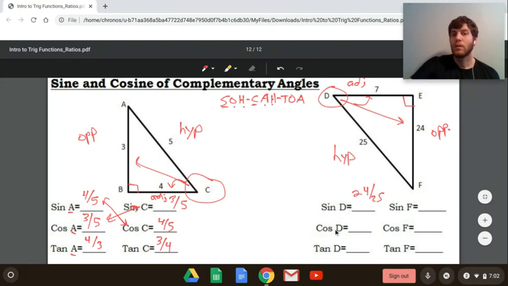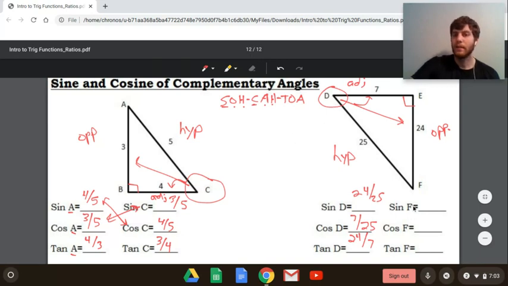Okay. Cosine of D, cosine is adjacent over hypotenuse, so CAH, so that's adjacent over hypotenuse, so adjacent is 7, hypotenuse is 25. And then tangent is opposite over adjacent, so opposite side is 24, adjacent side is 7, so that's going to be 24 over 7.